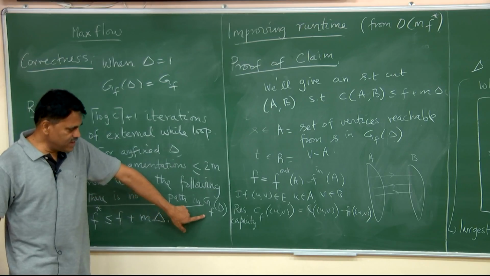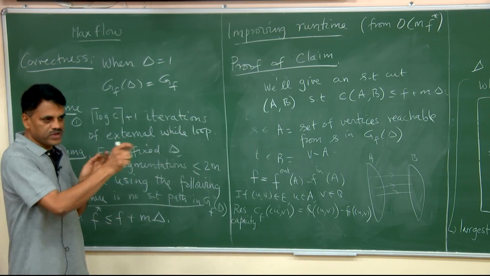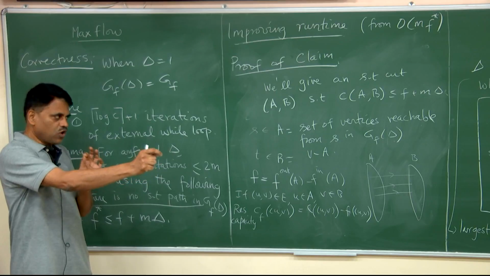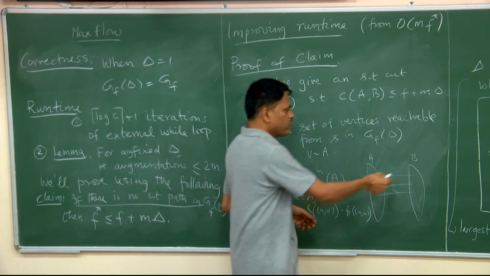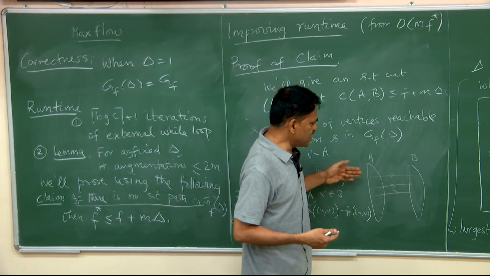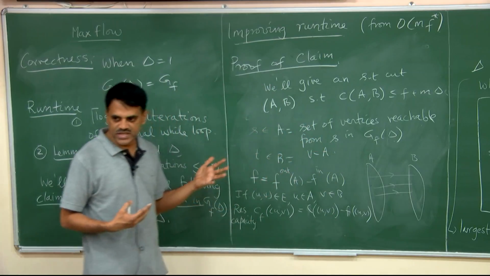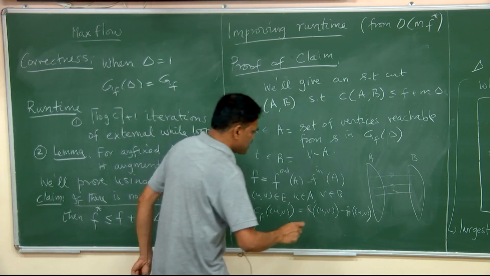So in GF delta, this edge is not there. If I look at an edge that goes from here to here, this edge is not there in GF delta, because if it were there, then I could have pulled this vertex also into A because it's reachable from S, and so on. So this edge is not in GF delta. What does that mean? Its residual capacity is strictly less than delta. By definition of GF delta, you're going to put in edges only whose residual capacities are greater than or equal to delta. So this is strictly less than delta.